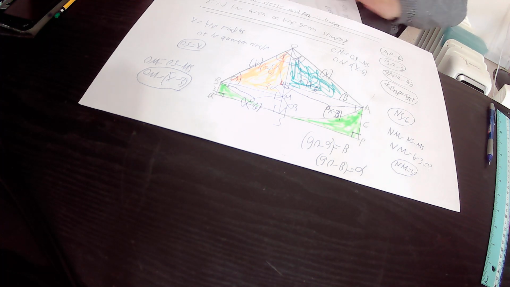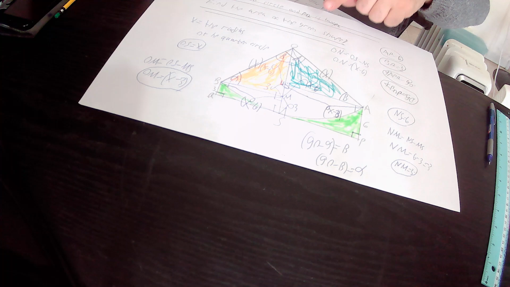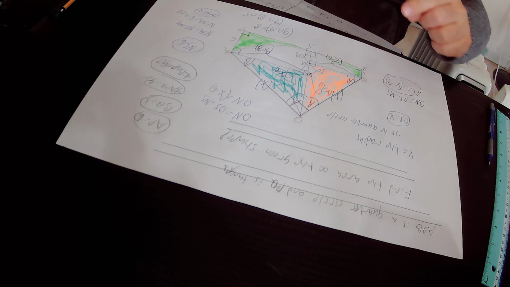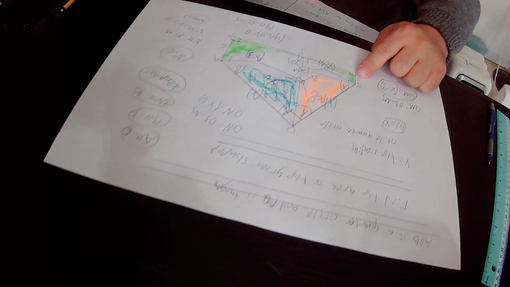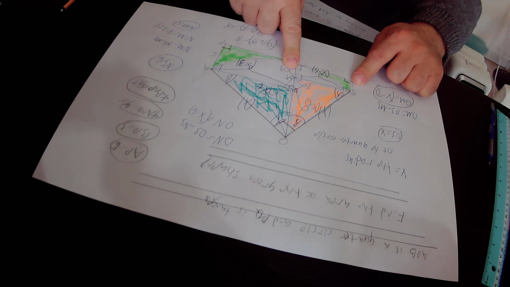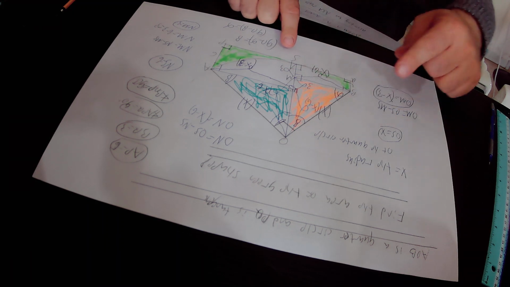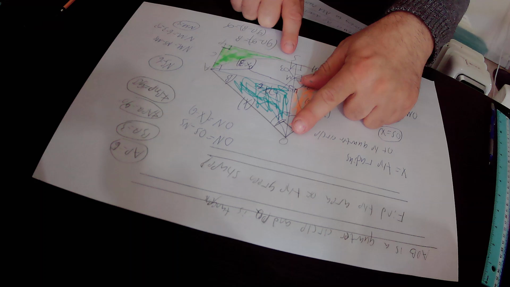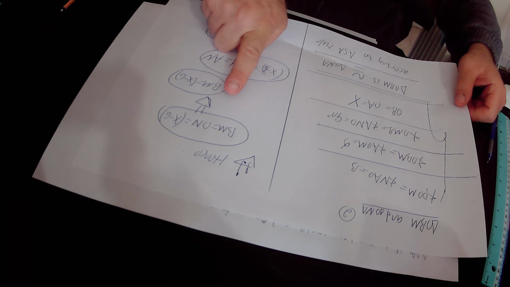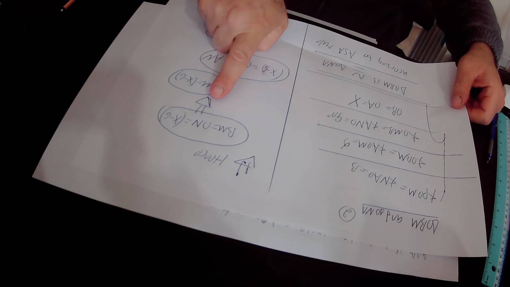that side BM in the orange triangle is equal to side ON in the blue triangle. Again, side BM in the orange triangle is equal to side ON in the blue triangle.